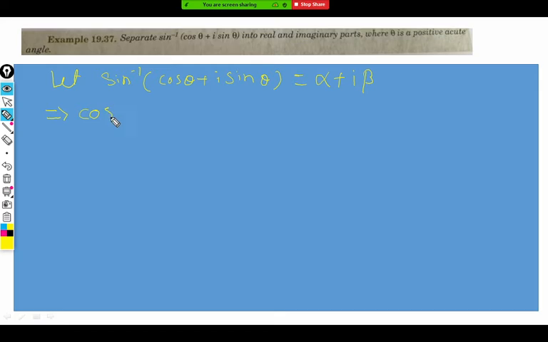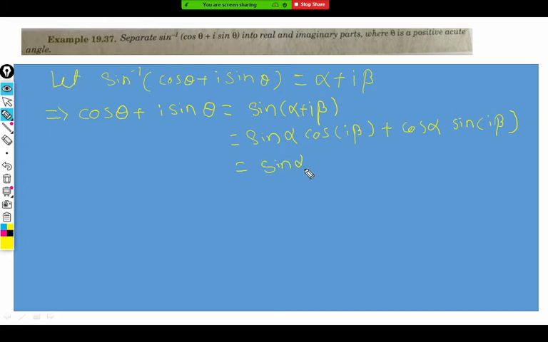So this is cos theta plus i sine theta is sine of alpha plus i beta. Use the sine formula there. It is sine A cos B plus cos A sine B. This is the sine of A plus B formula. But yes, we know this sine alpha as it is. Cos i beta is cos hyperbolic beta, plus cos alpha, now this is i times sine hyperbolic beta.